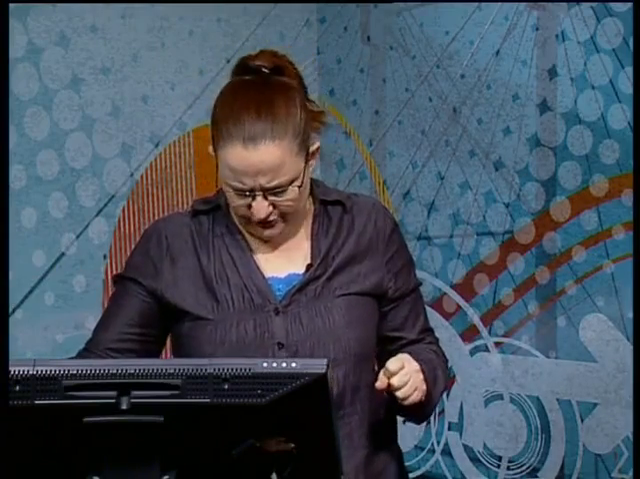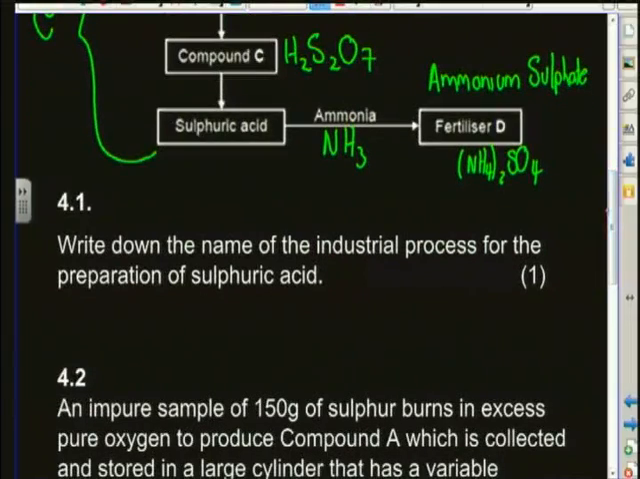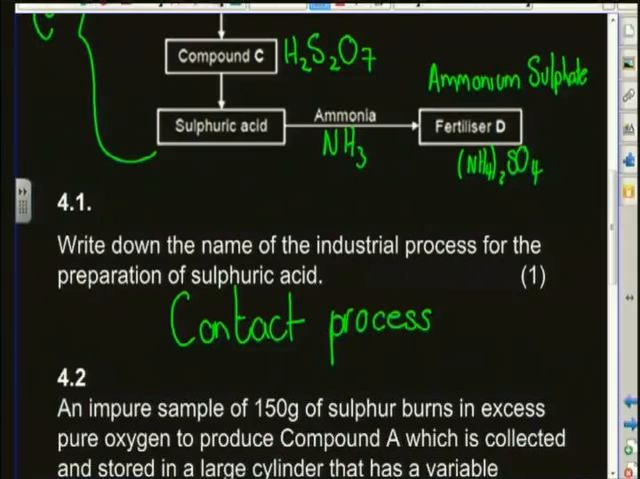So what we've done is identify the compounds, and the most important reaction, which is from A to B. Let's see what they ask us. The first question is the name of the industrial process for the preparation of sulfuric acid. Brilliant, we just did that. It's the contact process. You have three important industrial processes: contact, Haber, which is ammonia, which we did right at the beginning, question 2, and Ostwald, which is for nitric acid. Make sure you know the names.